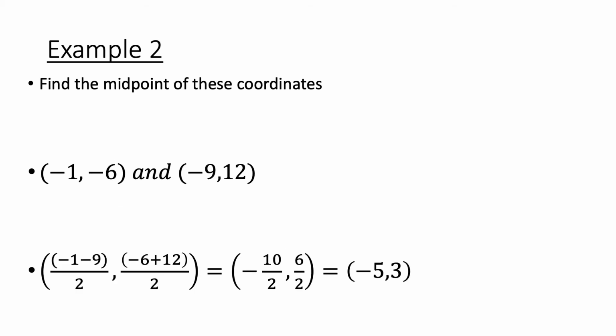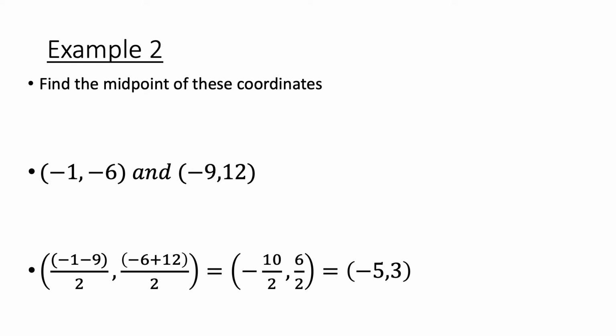Okay, guys, example 2. Find the midpoint of these coordinates: -1, -6, and -9, 12. Again, -1 plus -9 becomes -1 minus 9 divided by 2, which is -10 divided by 2, which is -5. -6 plus 12 is 6, divided by 2 I get 3. So my midpoint will be -5, 3 for that one.